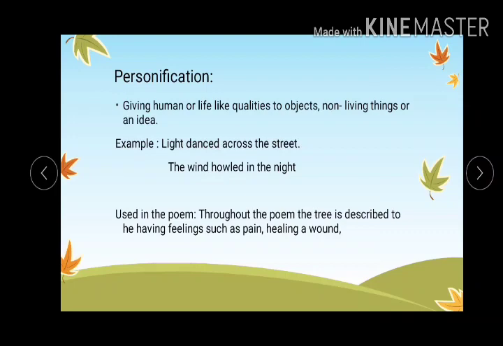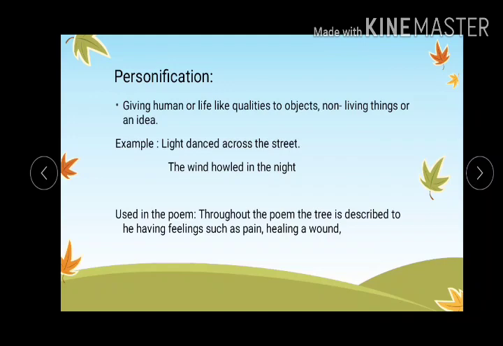The next one is the wind howled in the night. Okay, now what is personified here? Yes, the wind is personified. And what is the quality of a human being that is given to the wind? Yes, it is howl. Howl means to make a loud noise. So what do you mean by this sentence actually? It simply means that the wind was very loud and it was making a very loud noise.